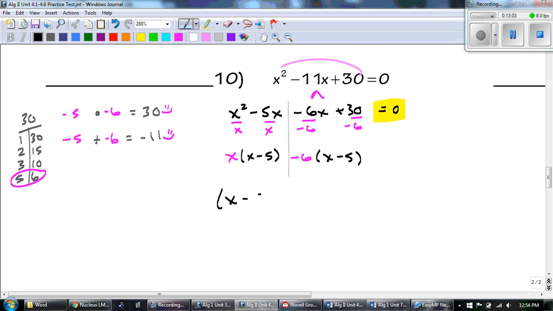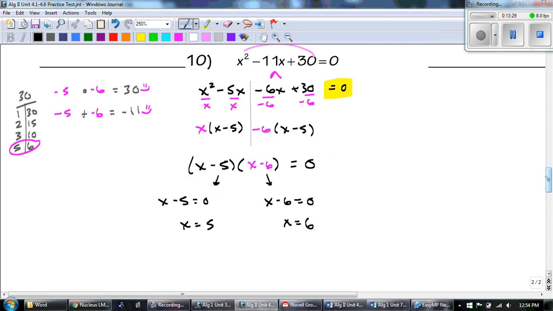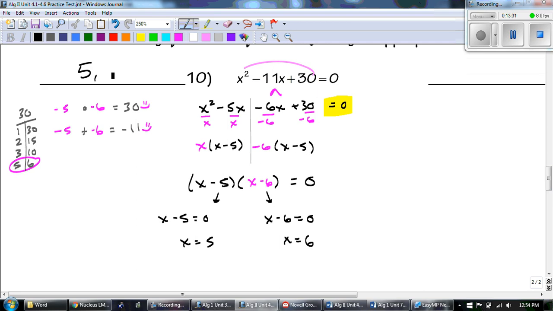So I have x minus 5, x minus 6 equal to 0. I'm not done because they want us to solve. So everything with the variable, we set equal to 0, and then we solve. We would add 5 to both sides, add 6 to both sides. So our answer, x equals 5 and 6.